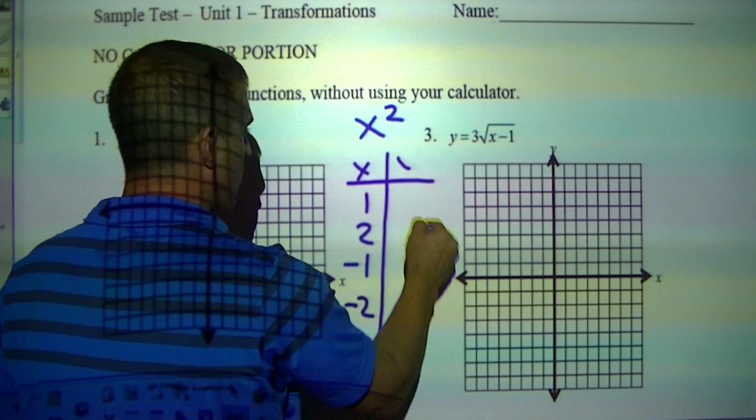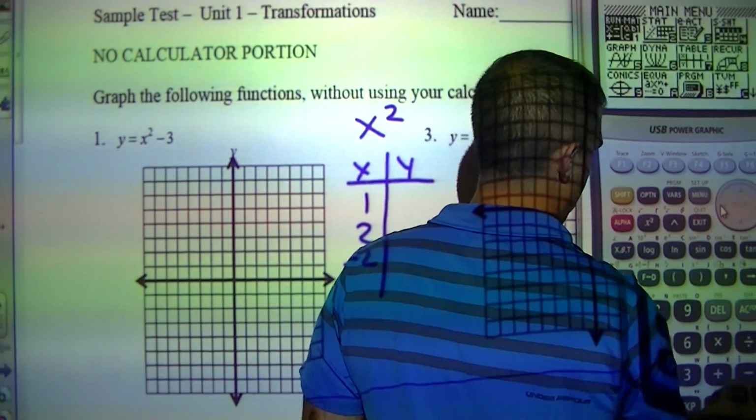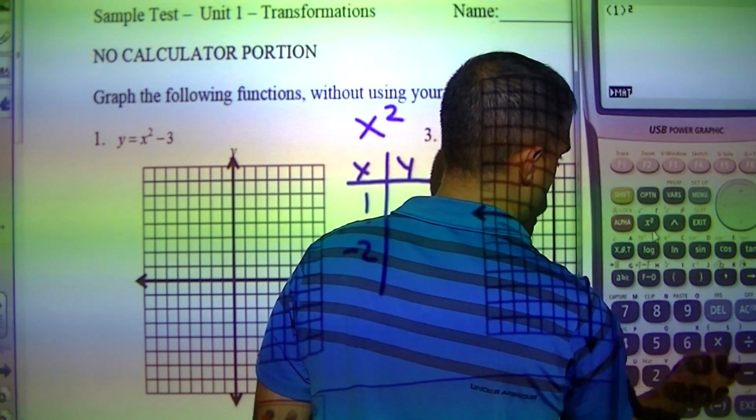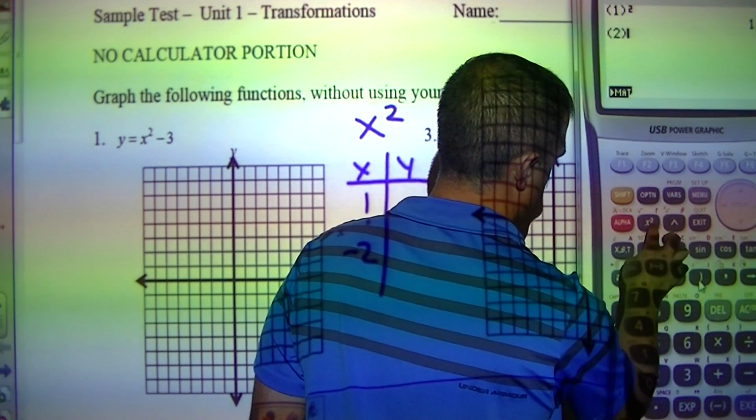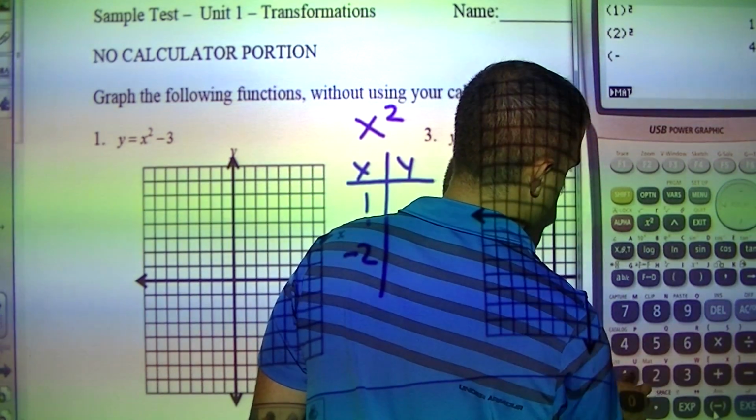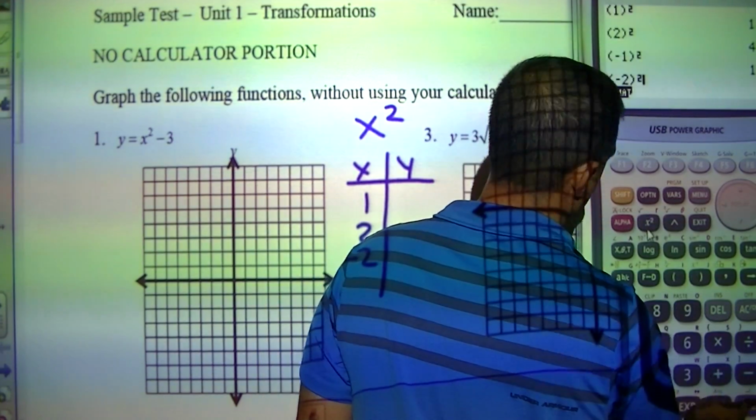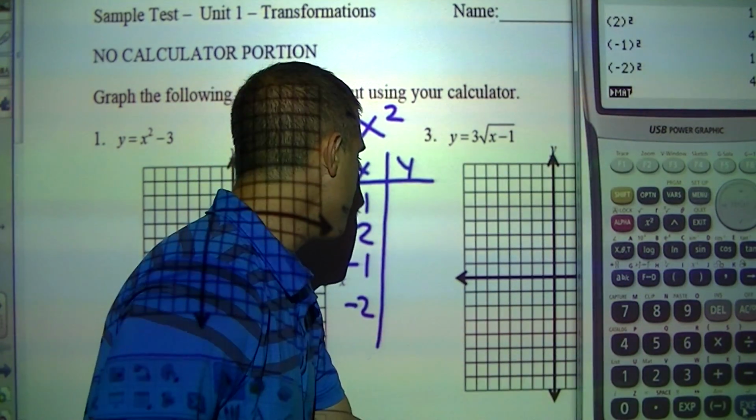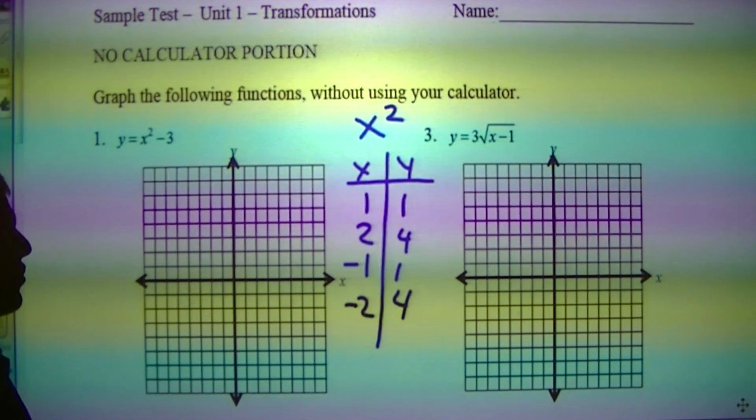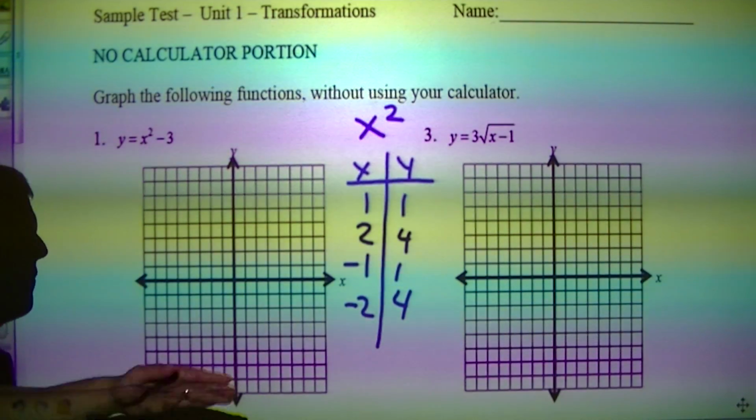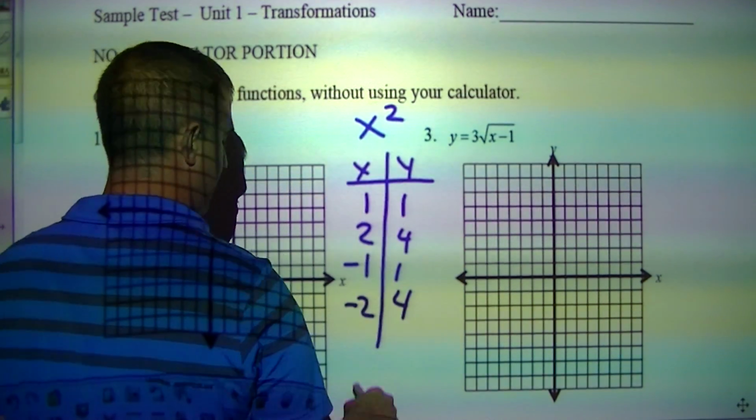Now, to get those y values, that's nothing but just squaring. If you go back to your menu, that's nothing but just squaring the numbers. 1 squared, 2 squared, -1 squared, and -2 squared. That's how you get those numbers of 1, 4, 1, and 4. Go ahead and make sure you have those written down: 1, 1; 2, 4; -1, 1; -2, 4. So that's for the quadratic.